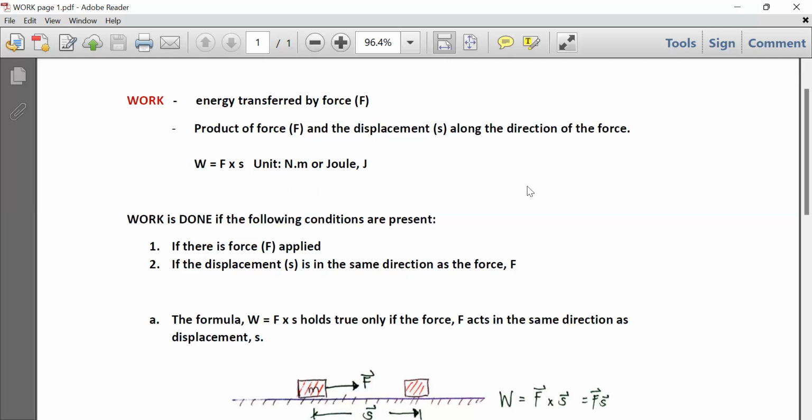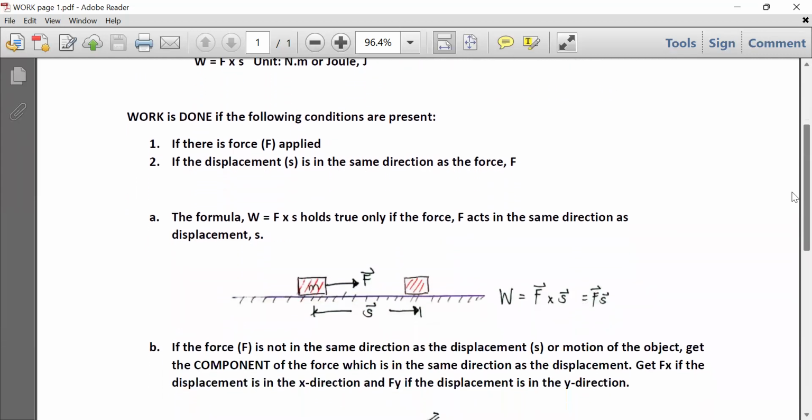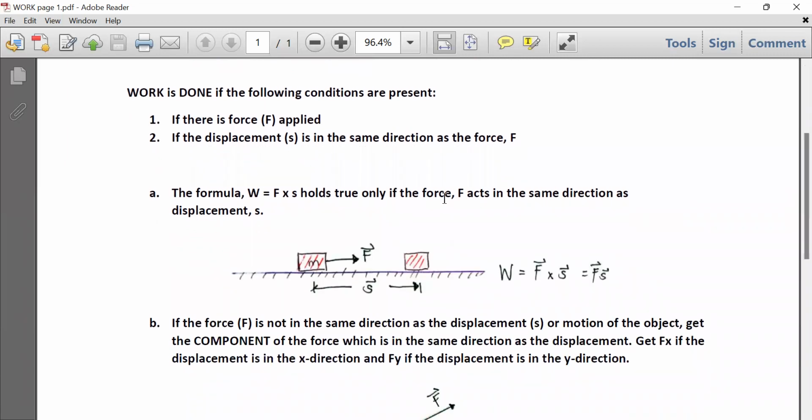Now, work is done if the following conditions are present. So there is work done on an object if the following conditions are present. One, if there is a force applied, and number two, if the displacement is in the same direction as the force. Right? Look at this figure here, this illustration. The displacement is to the right. The box is being pulled to the right, and the force is also to the right. So both force and displacement are in the same direction.